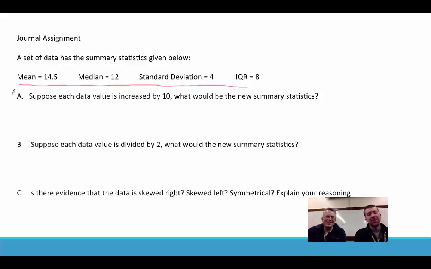So in A, we want you to suppose each value is increased by 10. B, we want to divide it by 2. And then C, tell us if there's any evidence that this data would be skewed, either right, left, or symmetrical. You mean they're supposed to remember stuff from last unit? Yeah, I think that's a general idea. Okay, let's see if they got it. So, good luck, guys.